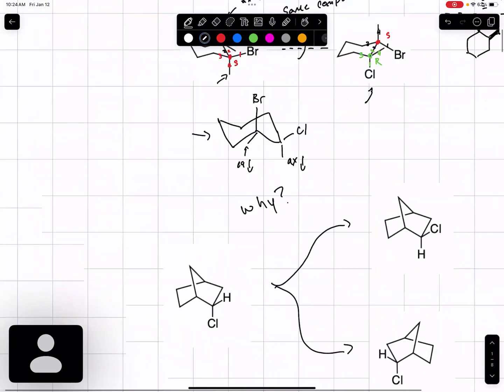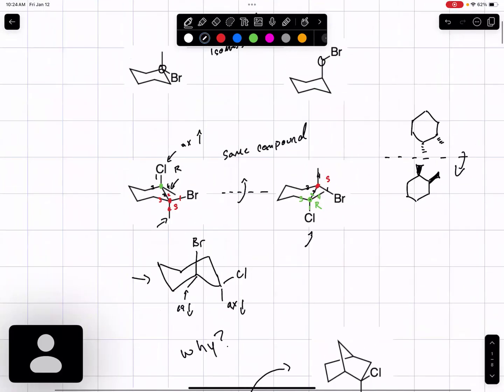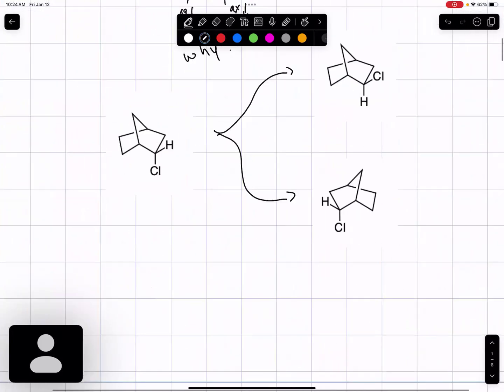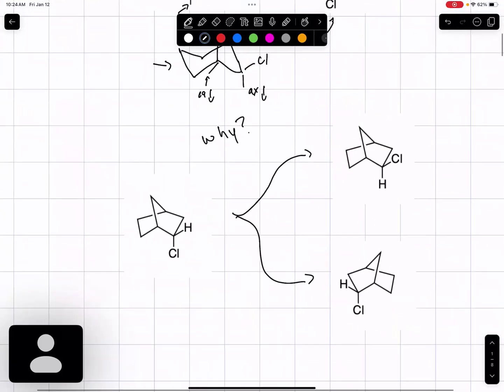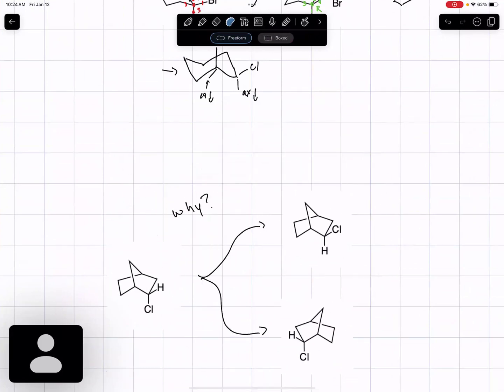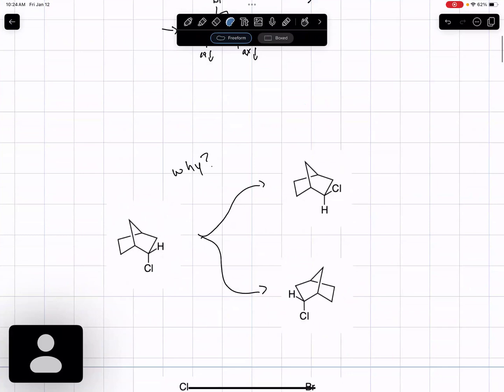Okay, let me do another question. Actually, I had one more question. Where'd it go? I had another question. I guess this one is fine. Okay, so now this question. These two, what's the relationship between these two? And can anybody tell me why?